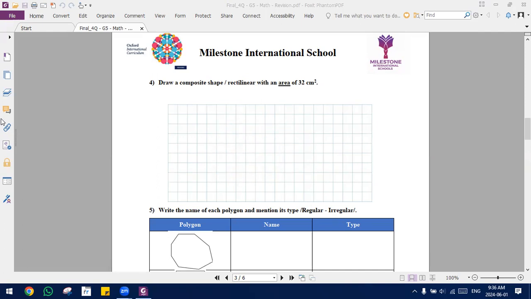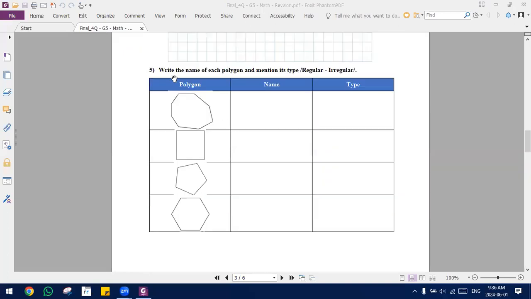Now, question 5. Write the name of each polygon and mention its type. Is it regular or irregular? So we said that for regular, it means all sides and angles are equal. Now, name the shape. How do we name the shape? By counting the sides. So let me start with the first polygon. 1, 2, 3, 4, 5, 6, 7, 8.